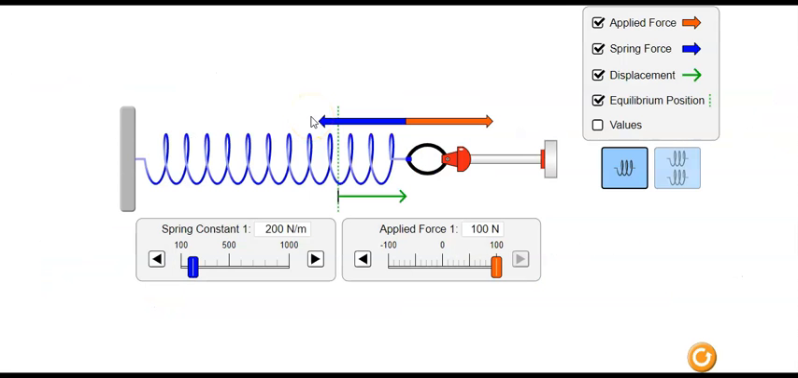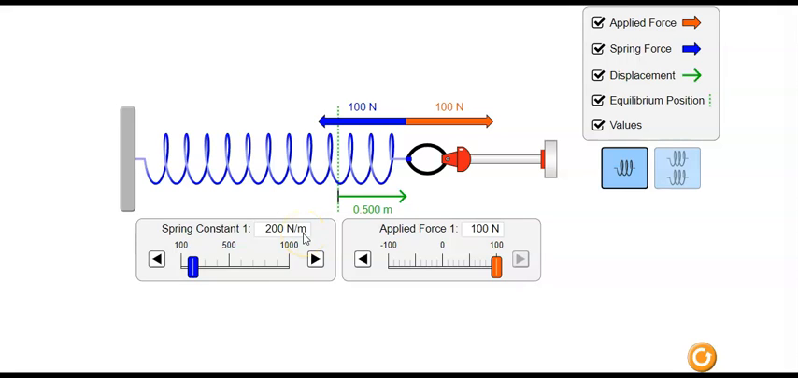If we return to the simulation and pick up where we left off, you can see that I have applied a force of 100 newtons to the right, which is this orange vector. I've caused a stretch of 0.5 meters in a spring that has a K value of 200 newtons per meter. So if I do basic math, you can see that this 100 newtons is the applied force. And if I divide it by the 0.5 meters that it stretched, that gives me 200 newtons per meter K value.